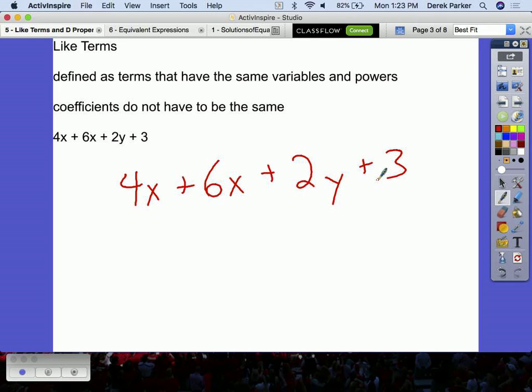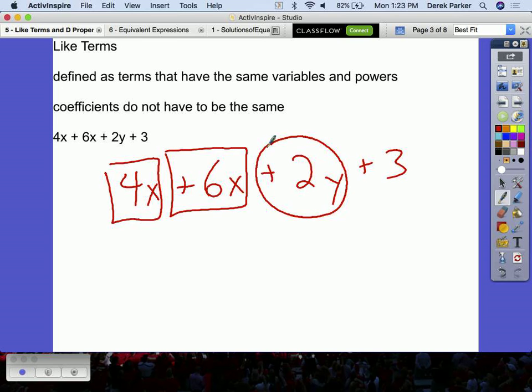So what I like to do, I like to square off my terms with x's, circle my terms with y's, and triangle my constants. As you can tell, I've kept the sign in there, and the reason why that plays more of an importance is when we have subtraction.